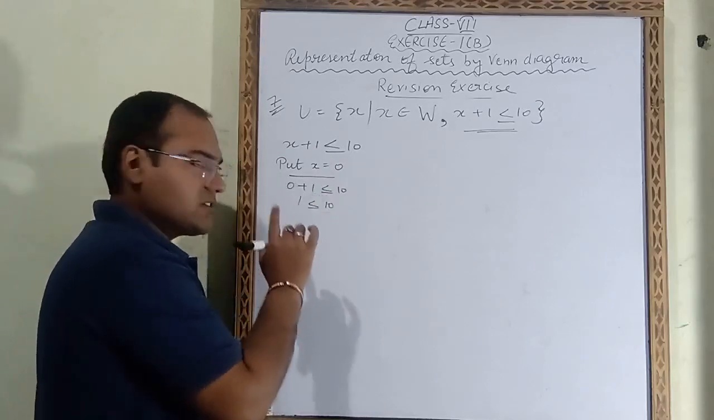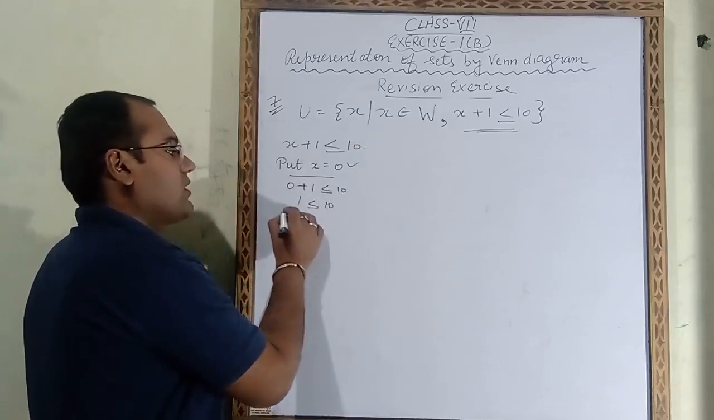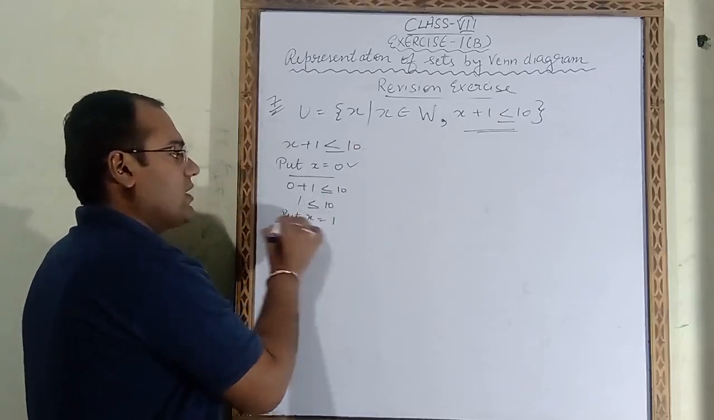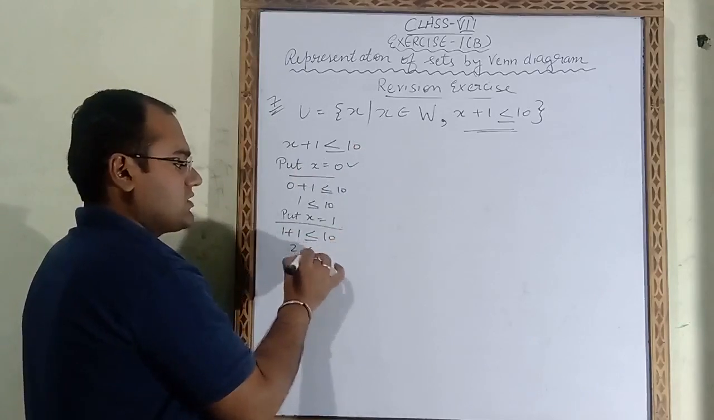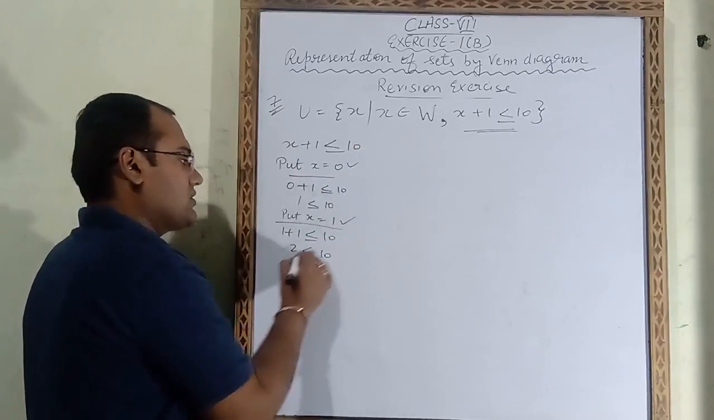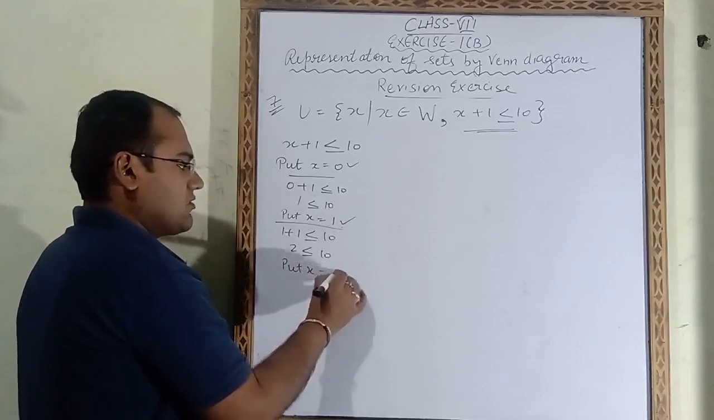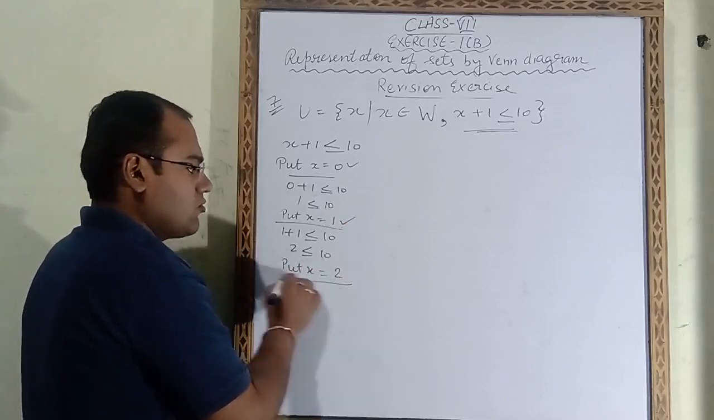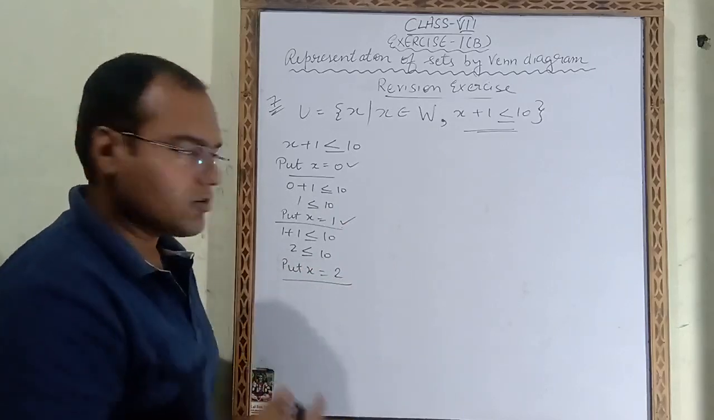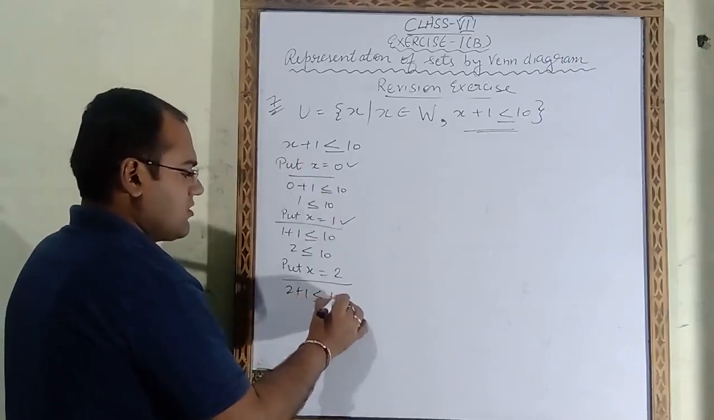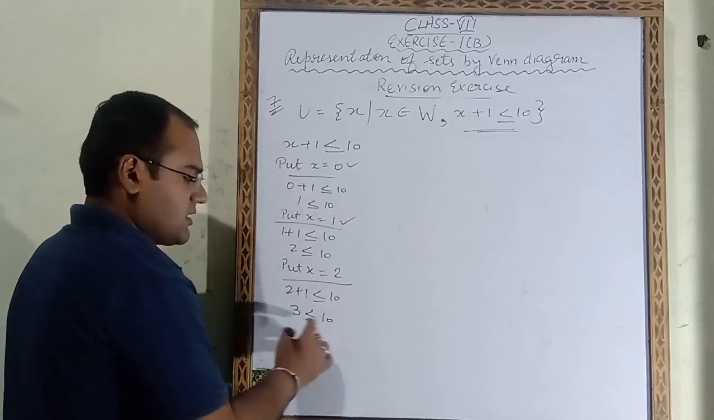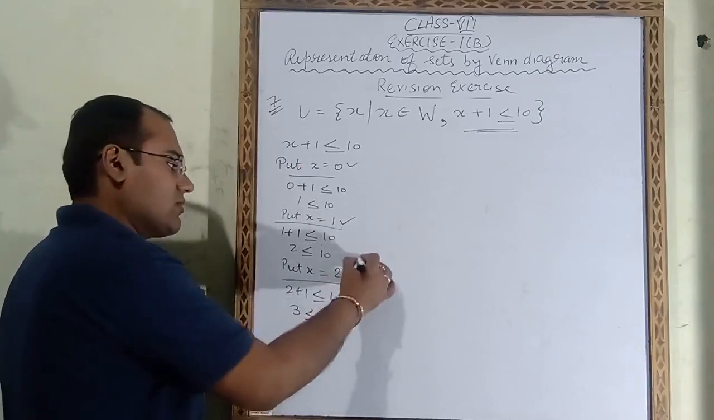This answer is correct, so we take it. Now put X equal to 1. 1 plus 1 is less than or equal to 10. 2 is less than 10. This is also correct, so we will take this one. Put X equal to 2. 2 plus 1 is less than or equal to 10. 3 is less than 10. Yes, so we will take this.